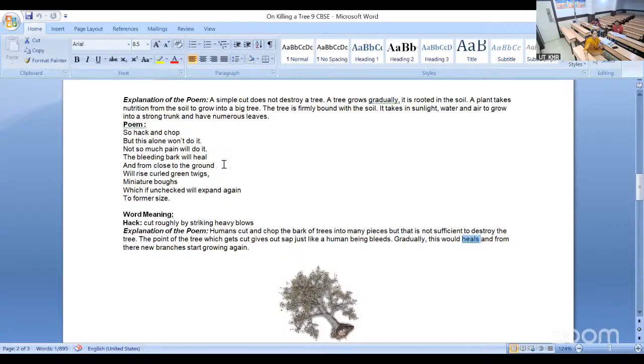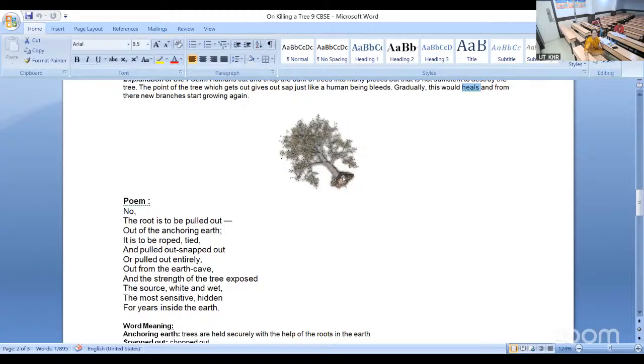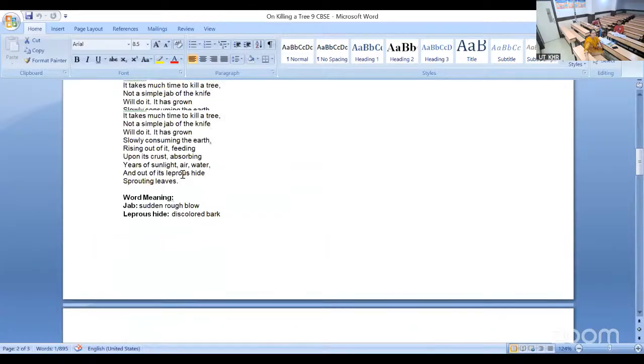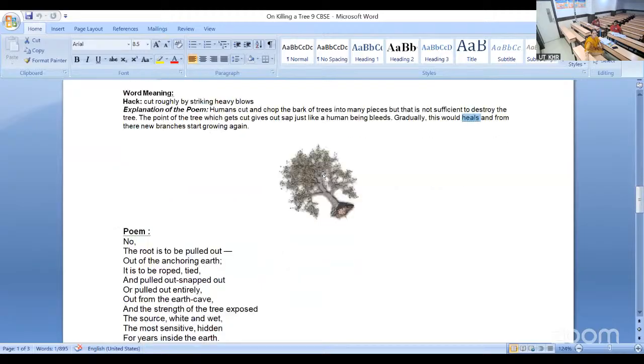And from close to the ground will rise curled green twigs. Small twigs will come, small branches will come. Miniature boughs, which if unchecked will expand again to former size. So a tree, if it is cut like this, will regrow. And if it is uprooted like this, it will not regrow because it is dead.